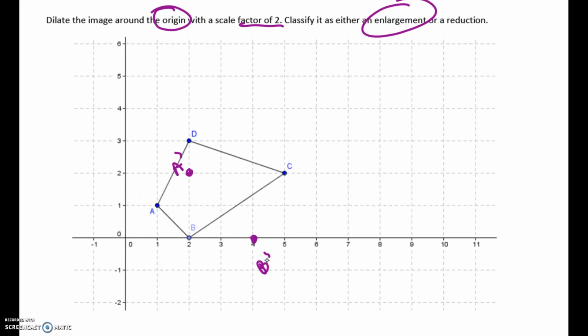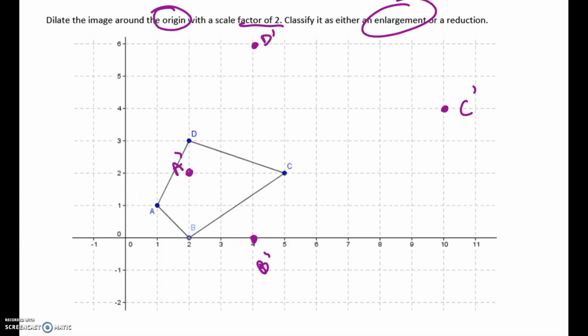B prime. To get to point C, we went over 5 in the x direction, 2 in the y direction. So now I'm going to go 10 in the x direction, 4 in the y direction to get C prime. And then D was 2 in the x direction, 3 in the y direction. Well, now we're going to go 4 in the x direction, 6 in the y direction, which puts you way up here at D prime.